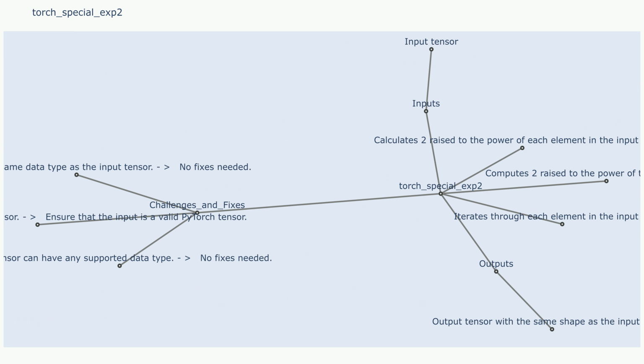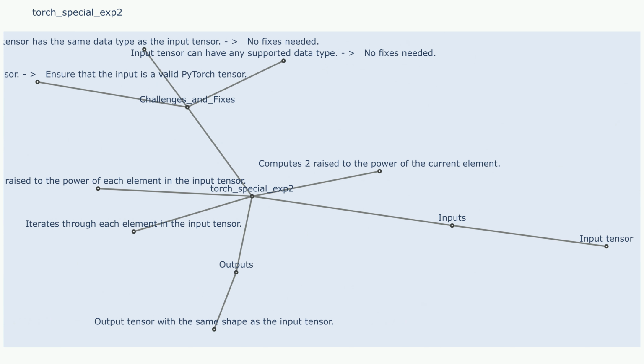very large. Apply a scaling factor to the input values before exponentiation to avoid overflow. Use the torch.special.expm1 function to compute e^x - 1, which can be more numerically stable for small values of x.